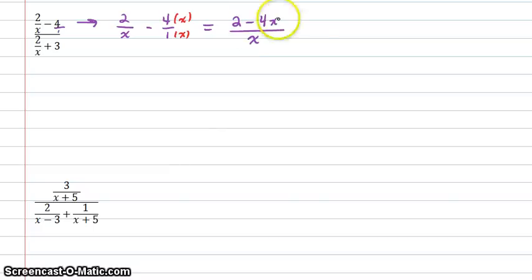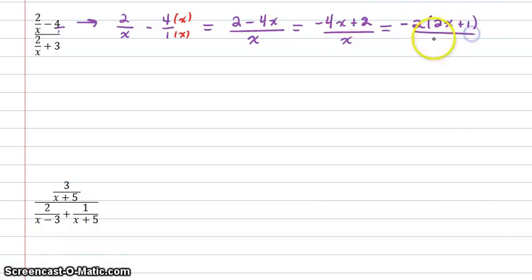Okay, I'm going to rewrite my numerator in standard form, so that's negative 4x plus 2 over x. And then I'm going to factor out a negative 2, because this is a minus sign. And inside then I have 2x plus 1 over x. So I've written that in complete factored form.